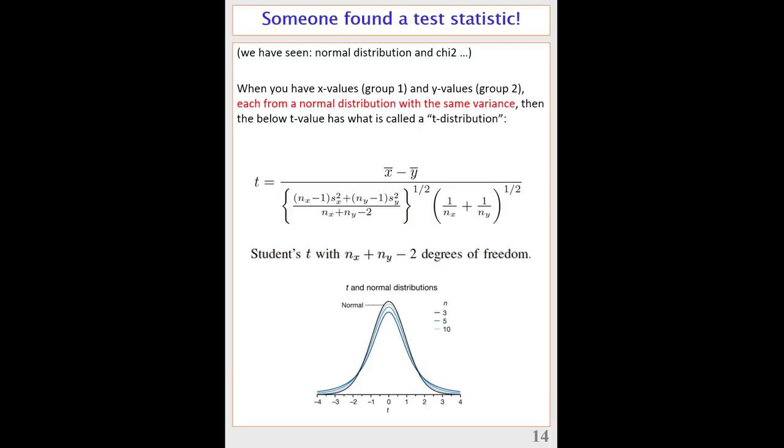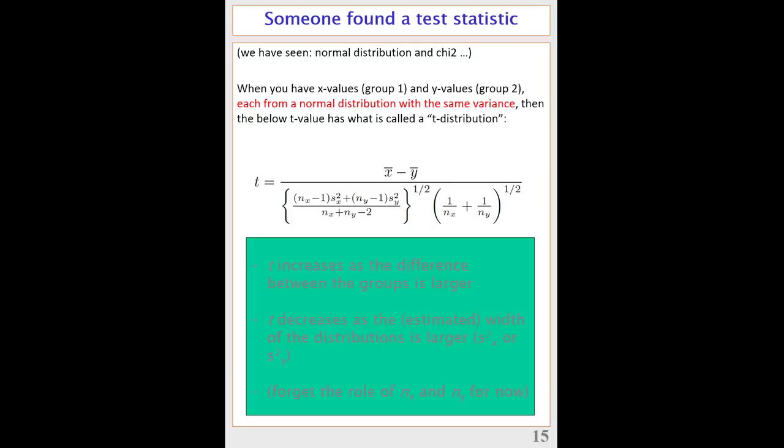Okay, so at this point we don't bother so much with, okay, how do we get this and how do we understand this? Somebody for us came up with a test statistic that we can use to evaluate if two normal distributions themselves are different from each other. Okay, there. Let's see if we understand this. This t-value increases as the difference between the groups is larger. I understand that. And the t-value decreases as the estimated width of the distribution is larger. This I also understand, because the wider that distribution is, the less likely that I can find a difference, or stated differently, the tighter that distribution is, the easier it is to find a difference with another distribution.